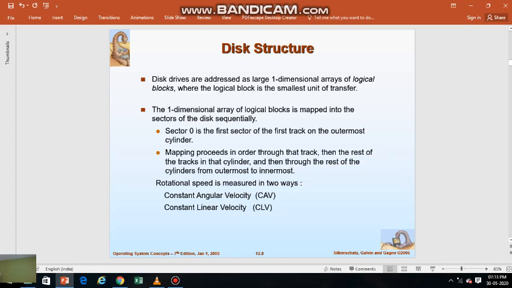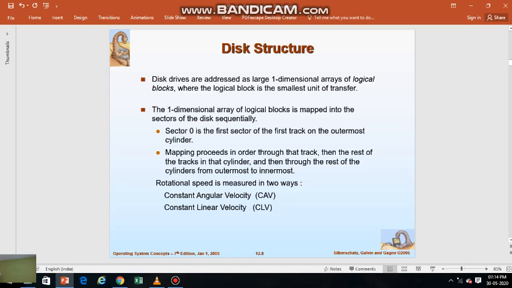Next, the mapping proceeds in order through that track, then the rest of the tracks in that cylinder, and then through the rest of the cylinders from outermost to innermost. That means track by track in each cylinder, and through the cylinders it moves from outermost to innermost. So the mapping will be done from the 0th sector in the 0th track to the last sector in the last track, that is, from outermost to innermost.